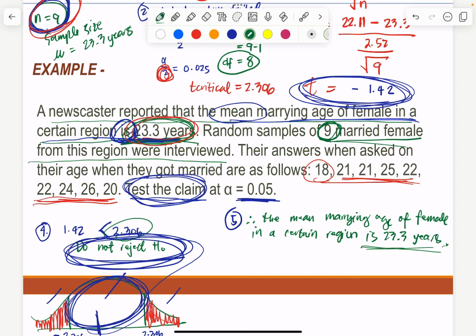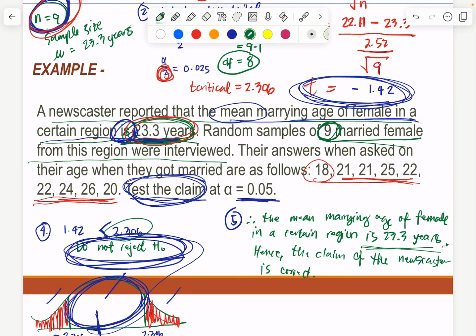So, if you want to go the extra mile, pwede dayon nimo siya sumpayan diri og hence the claim of the newscaster is correct.